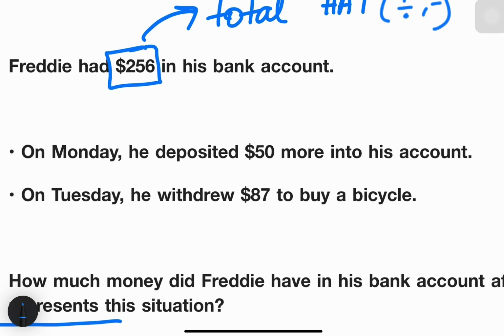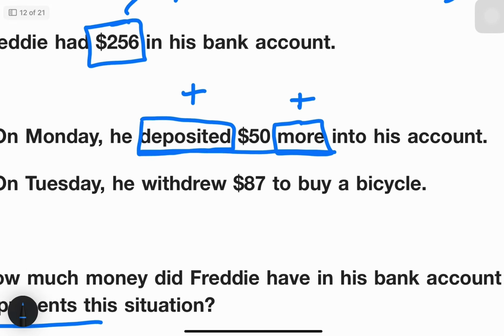It says on Monday he deposited $50 more into his bank account. You have the word deposited and you also have the word more. When someone deposits money into their bank account, essentially they're taking the cash and putting it into their account to make their total more. So in this case, the word deposited means addition, and the word more would also mean addition as well.